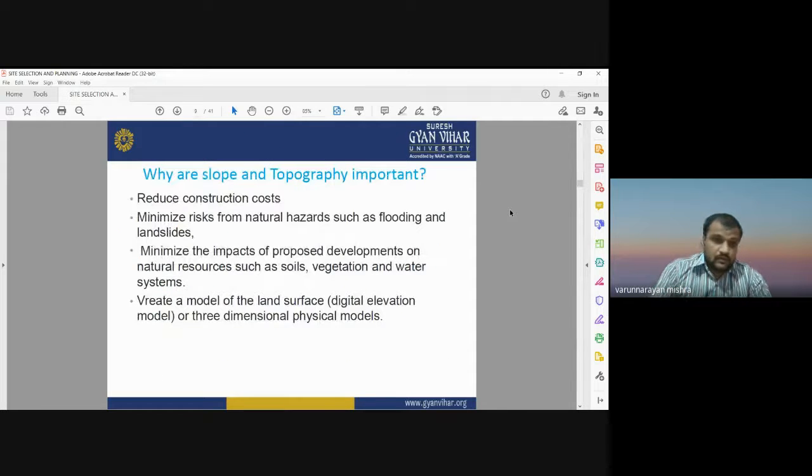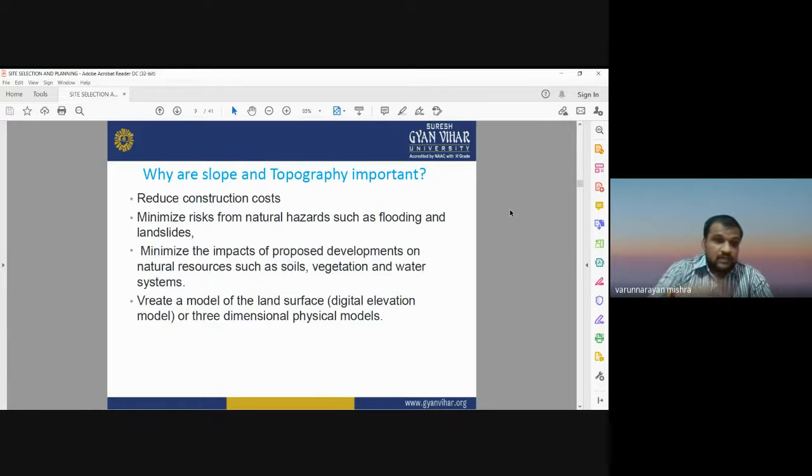Okay, so why is slope and topography so important in site selection? Because it can reduce the construction cost, it can minimize the risk from natural hazards such as flooding and landslides. Okay, if the topography is highly undulating, there is uneven topography, slope is very high, so there may be the risk of flooding and landslides. So we need to check the slope and topography of that area before any construction, before any site selection. That will minimize the risk of flooding and landslide.